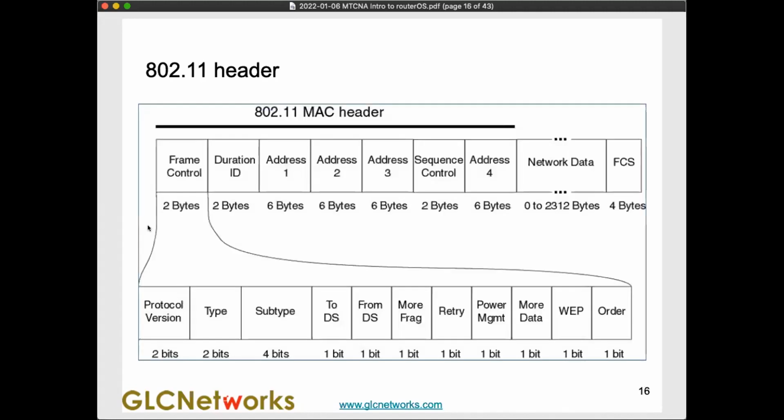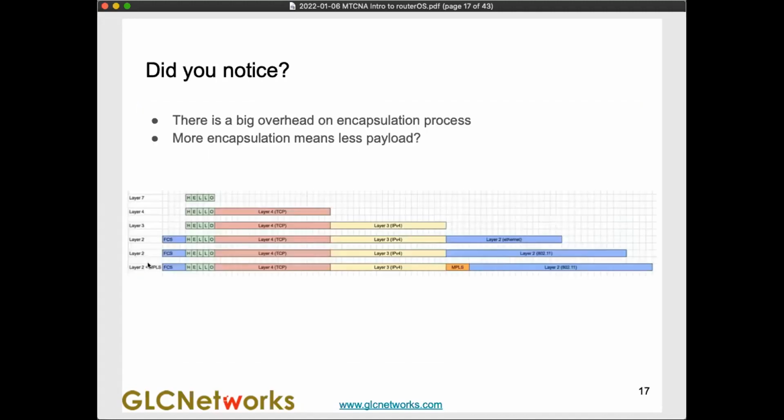And then here's if you have Wi-Fi. If you see, there's lots of encapsulation here. This is the data that you are sending, and then over here is the header. So we spend a lot of things on signaling actually.